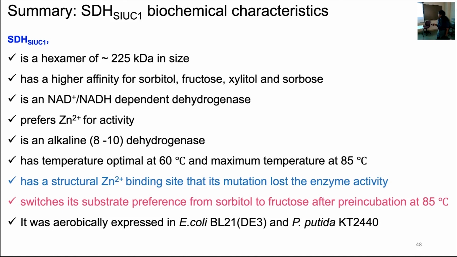And we had to study whether the substrate preference could be changed from sorbitol to fructose at higher pre-incubation temperatures like 85. It was also possible for us to aerobically express this STH-SIUC1, which is coming from an anaerobic microorganism, in E. coli and Pseudomonas putida KT2440. Those are aerobic microorganisms, in terms of Pseudomonas putida KT2440.